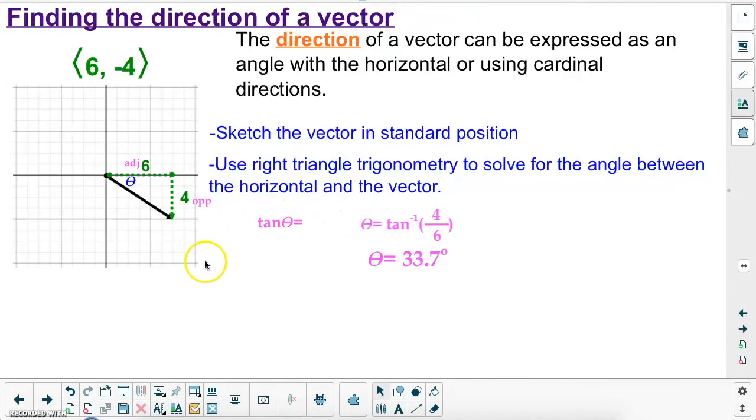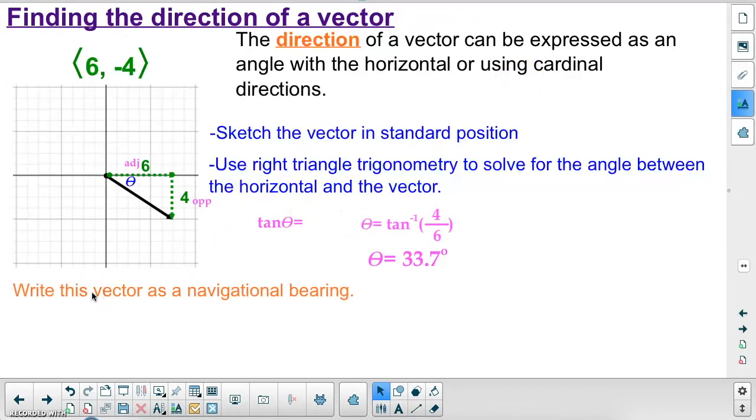Now initially we didn't use cardinal directions, but what if I asked you to write this as a navigational bearing? Those come from our north-south lines, and then the angle comes from there. We know that theta and this angle from south are complementary to one another. Therefore, this angle is 56.3 degrees. So I could express this angle as south 56.3 degrees east, because I'm moving east from south.